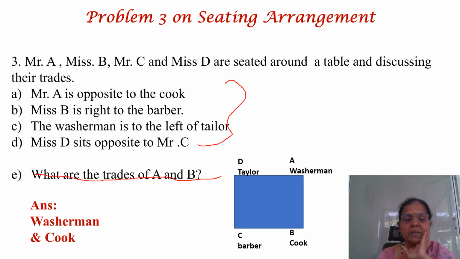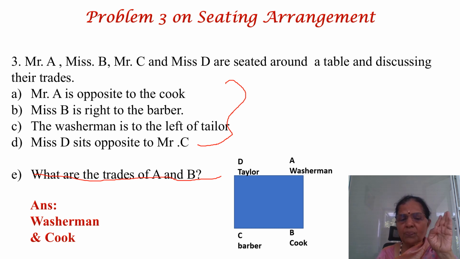What does the first statement say? Mr. A is opposite to the cook. The second statement says Ms. B is right to the barber. The third statement says the washerman is to the left of the tailor. And the fourth statement says Ms. D sits opposite to Mr. C. Now using these four statements, you have to draw the table.